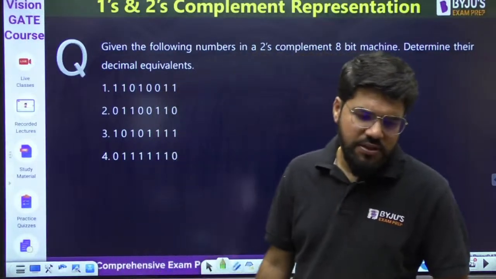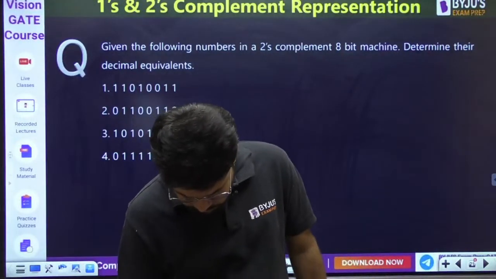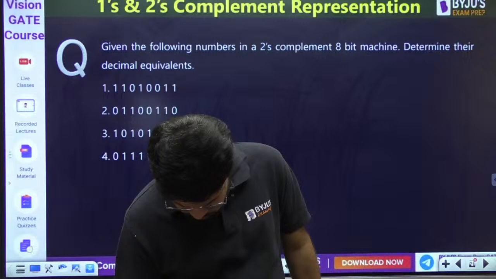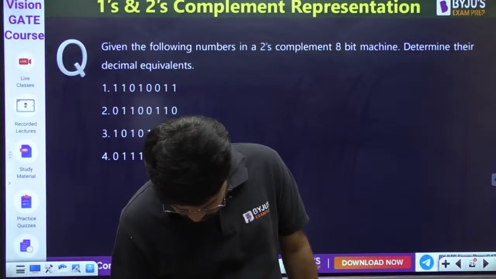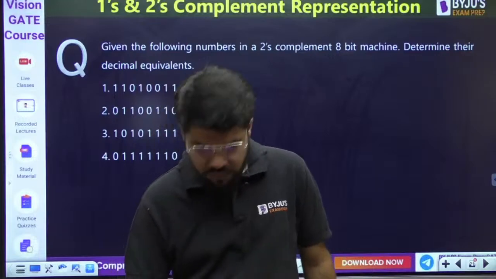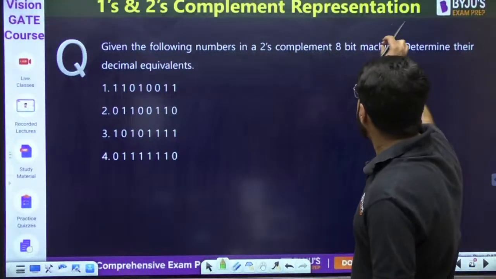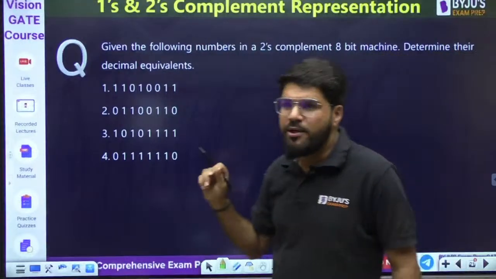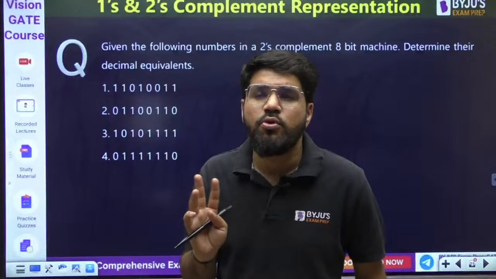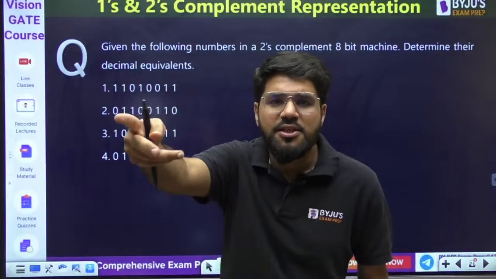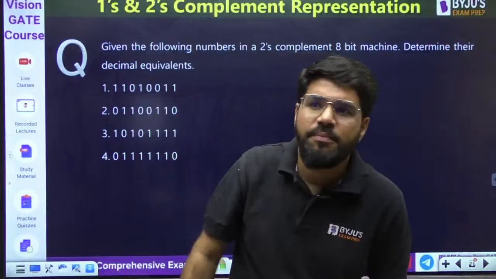How to do the reverse? Now, given the numbers in 2's complement 8-bit machine, determine their decimal equivalent. Before this, I was giving you decimal values and you were able to convert into 2's complement. If it's a positive number, we just do the binary conversion. If it's a negative number, we take the 2's complement of the binary number.